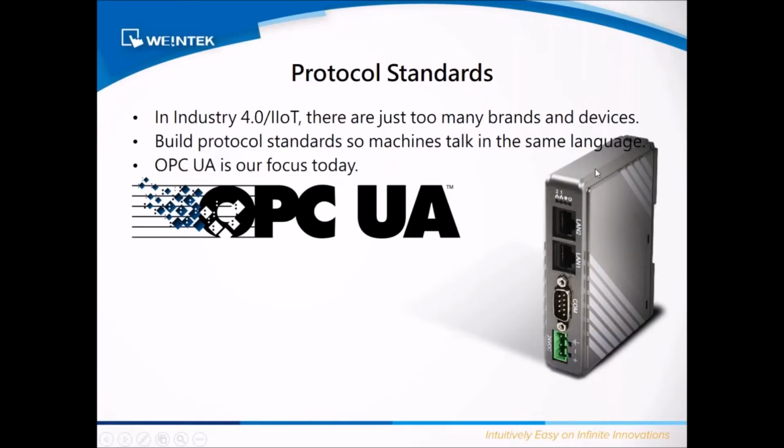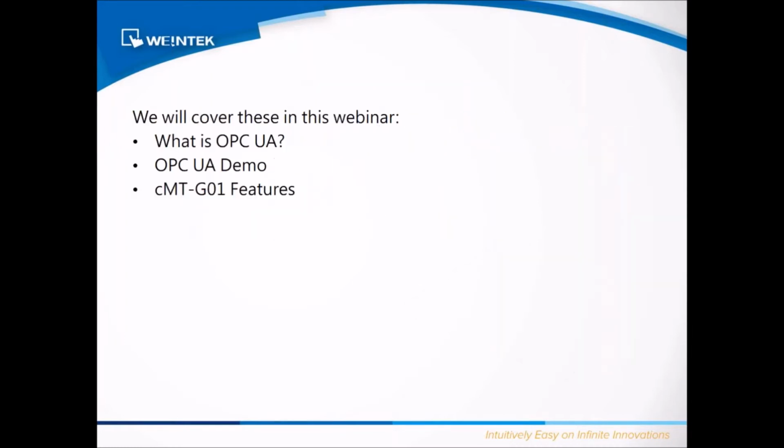If you have ever heard of Industry 4.0 or Industrial Internet of Things, you will understand that what they are going to do is minimize the effort for machines to talk to each other, because there are just too many brands and devices out there, and everyone is trying to communicate with each other. Then there must be a single, unified protocol for everyone to talk with. Just like English may be the most used language internationally today, in machines, that will be OPC UA, and this is our focus today.